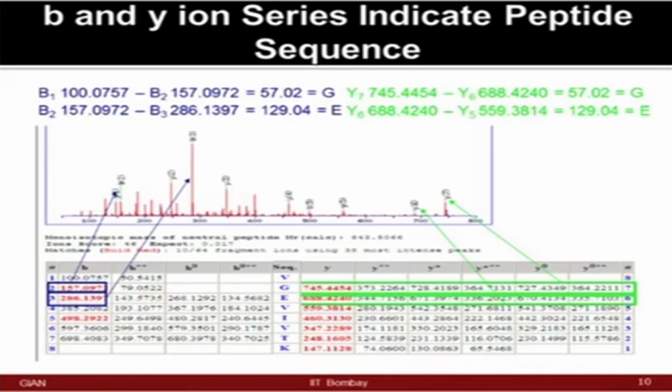Y7 minus Y6 corresponds to 57, which corresponds to glycine, and if you have cross checked that for B1 minus B2 and you are getting the same difference of 57, then you can be confident that this gives rise to the same amino acid. In this manner, you can derive the entire amino acid sequence, the peptide sequence, from this. Not every B ion is available to you for calculation and cross check, but as long as you can cross check two or three of the intense B ions which are red in color, then you can be very confident that these amino acid sequences are correct.